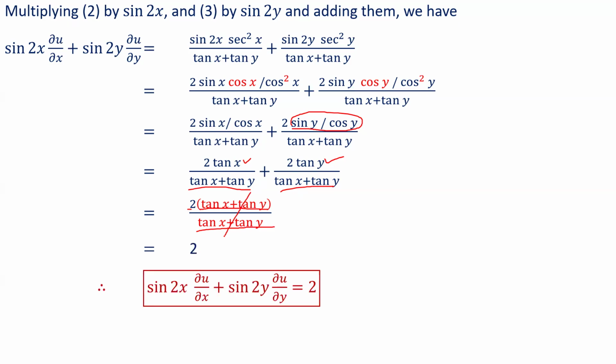Hence sin 2x into the partial derivative of u with respect to x plus sin 2y into ∂u/∂y is equal to 2. This is the desired result, hence proved. Thank you.